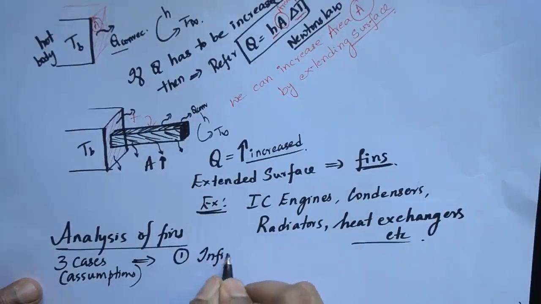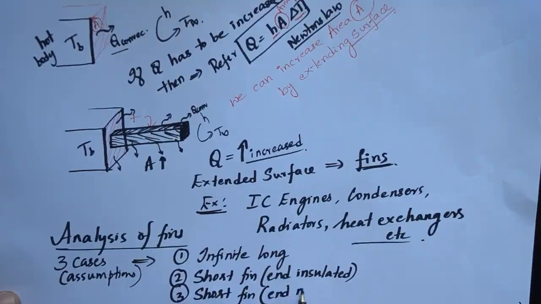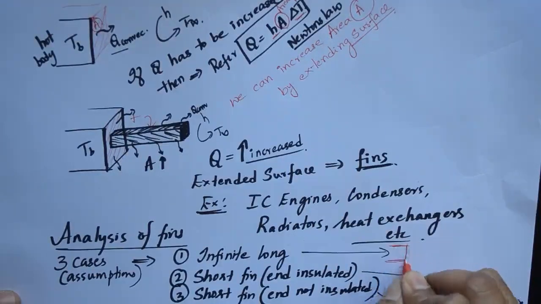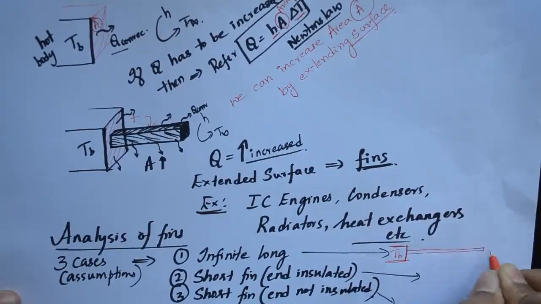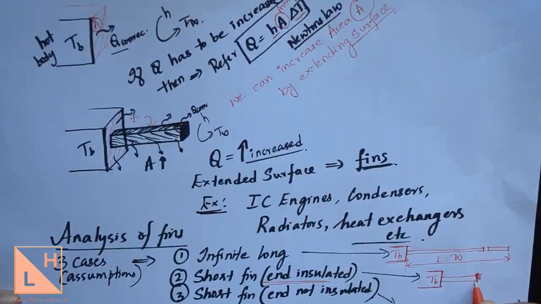The first thing is that we are going to assume the fin to be infinitely long. In the second case, we assume the fin to be a short fin, which means the length is known but the end is insulated. And in the third case, we consider the fin to be a short fin again, but the end is not insulated. These three cases can be represented by the drawings you see here. For an infinitely long fin, we simply assume the length of the fin is increasing till infinity, which is practically not possible. It just means that the length of the fin is large.